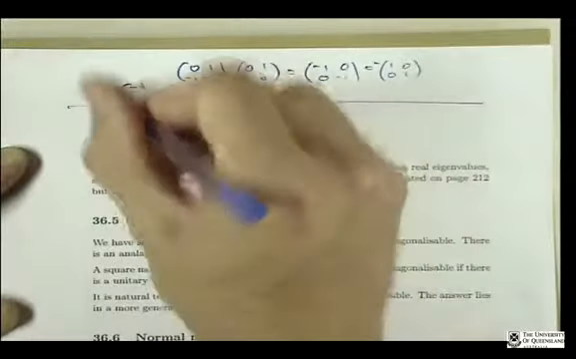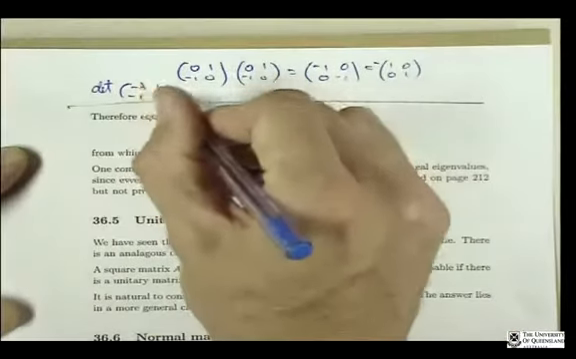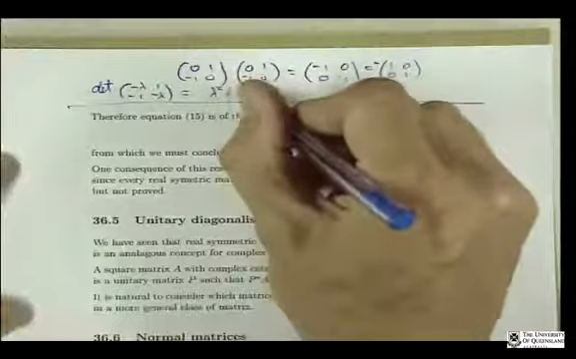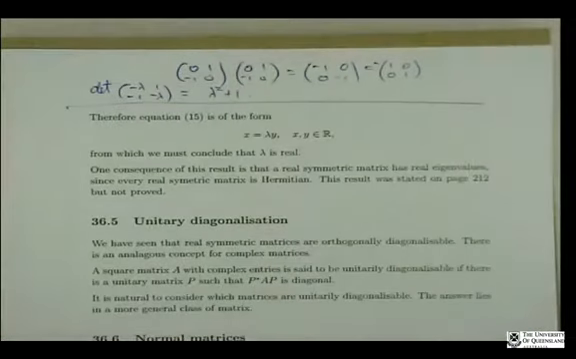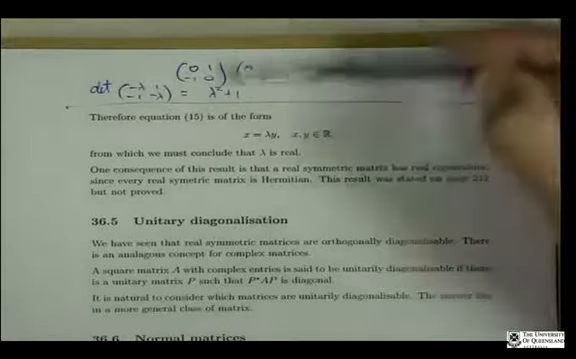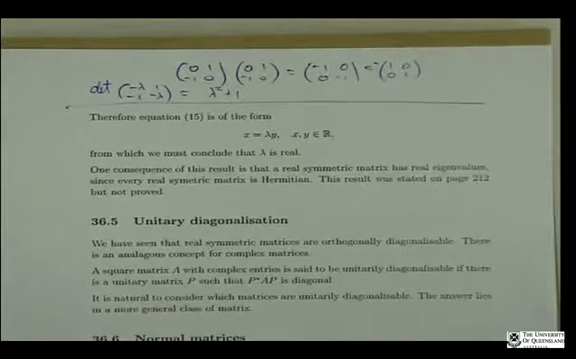If you subtract lambda and take the determinant of this matrix, that's going to be lambda squared plus 1. If you set that equal to 0, you're looking for values of lambda which square to -1. So that's an example of a real matrix that has only complex eigenvalues.